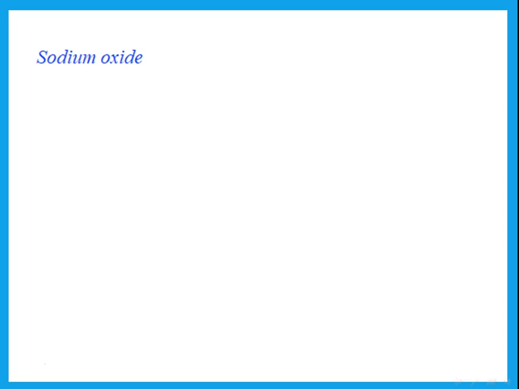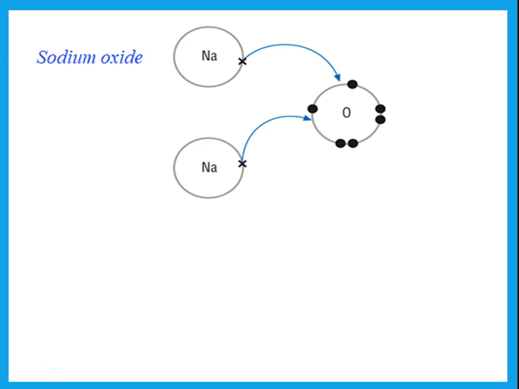This is important. Now, I want to draw a dot and cross diagram for sodium oxide. Each sodium has 1 electron in its outermost shell. It needs to lose it. But the oxygen has 6 electrons in its outermost shell because it is in group 6, and that means it needs 2 electrons. But each sodium can only give me 1, and that means I need 2 sodiums to give me the 2 electrons that I need for the oxygen.